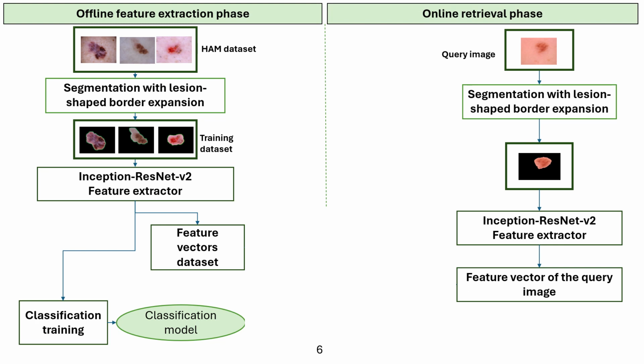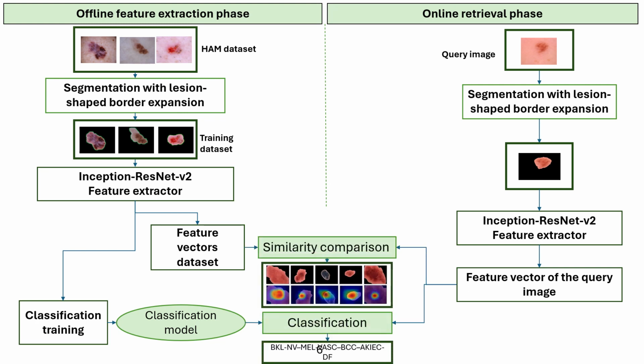Secondly, the online testing phase consists of processing the query image identically to the offline phase, resulting in the feature vector of the query image. And lastly, the system classifies the query image to the appropriate class and retrieves 10 similar cases after comparing similarities.